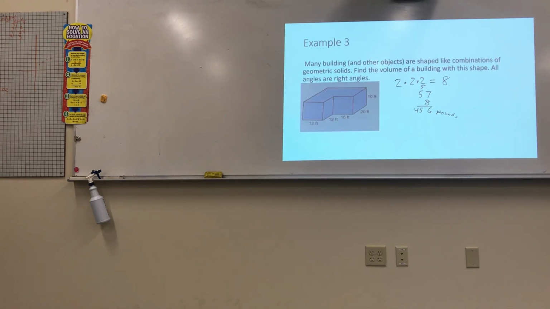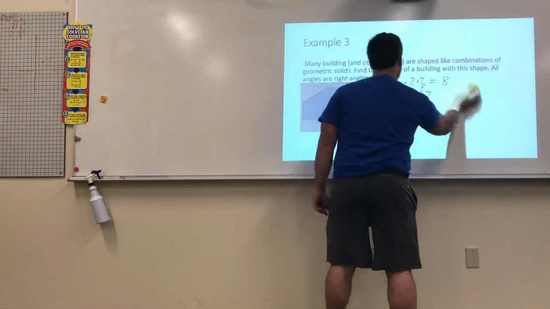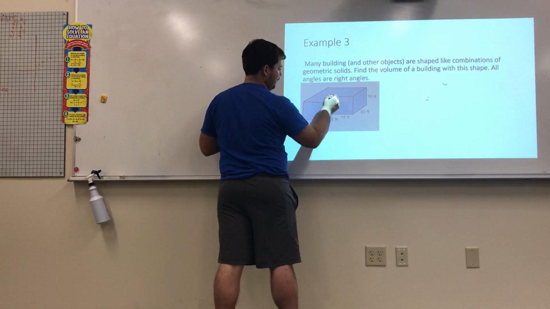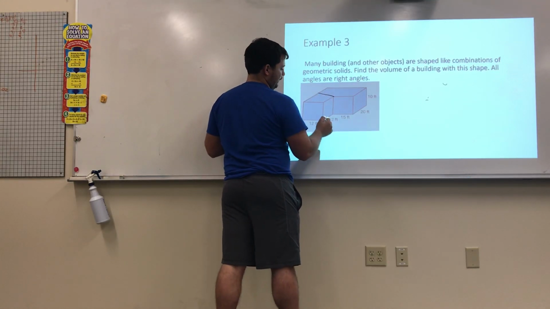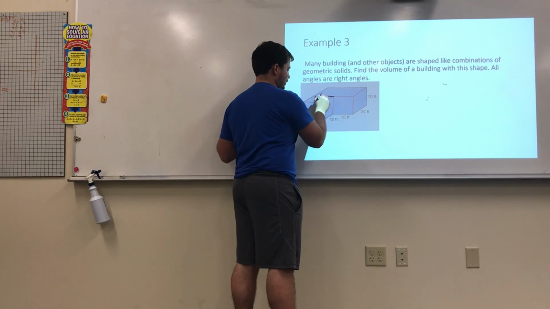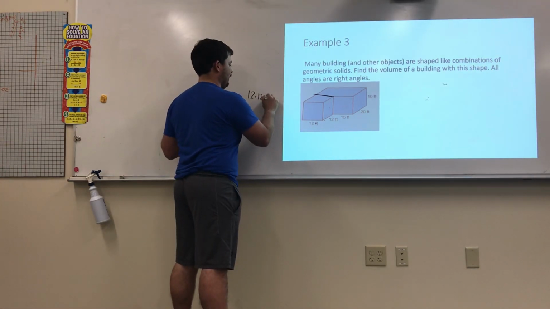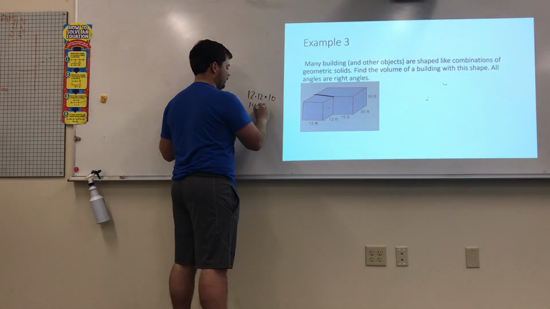Alright, how many buildings and other objects are shaped like this combination geometric solid? Find the volume of the building with this shape. So what I would do is find this cube right on this edge over here. Realistically, my building is just going to be this one. So I'm going to have 12 by 12 by 10. That is 12 times 12 times 10, which is 144 times 10, which is 1,440.